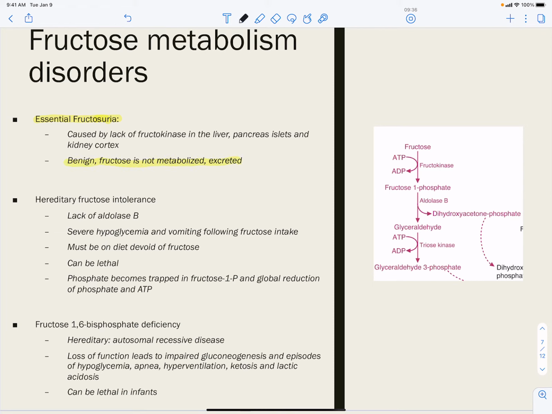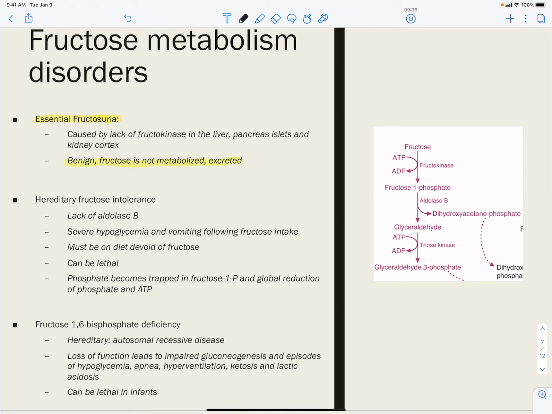Now, aldolase B is going to have to metabolize fructose 1-phosphate. And if you can't do that, then you're going to accumulate fructose 1-phosphate, and there's nothing else your cell can do with this. So fructose 1-phosphate is going to accumulate, and it's going to lead to severe hypoglycemia and vomiting, and it can be lethal because it gets trapped in fructose 1-phosphate. And anytime something gets trapped, that's not a good thing because your body doesn't do well with accumulation of things. And so you must be on a diet that is lacking fructose.